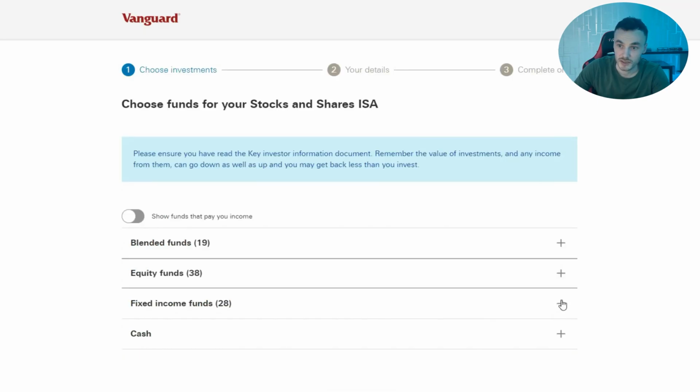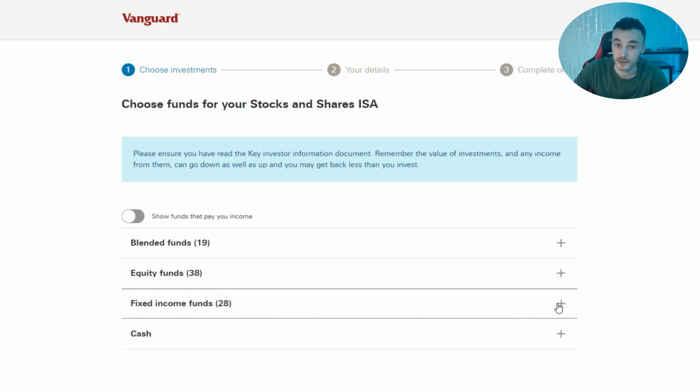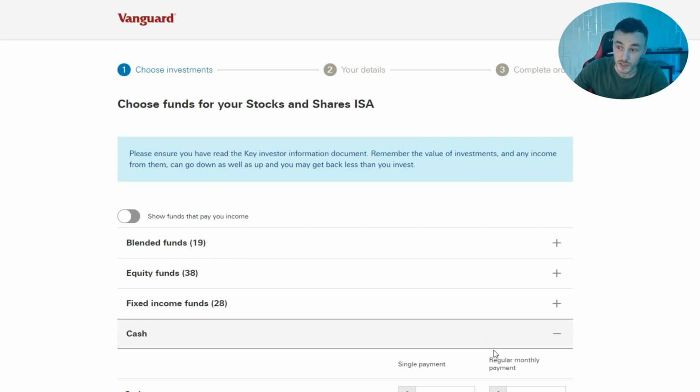Fixed income funds. This category is 100% bonds and is also made of ETFs and index funds. Mixing these fixed income funds with equity funds can result in a safer portfolio. And the last option that we have is cash. Here we can deposit money and invest it later on.